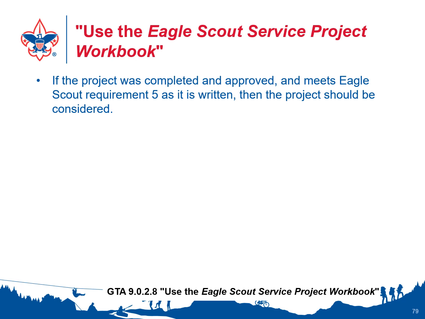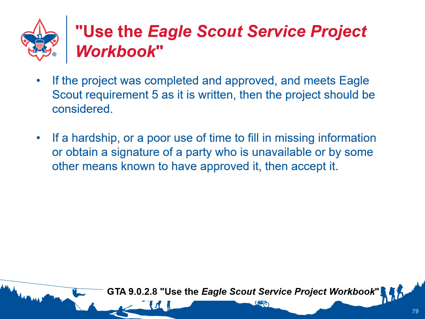Let's talk a little bit about the Eagle Project Workbook when you're reviewing it in the board review. Make note that if the project was completed and approved, and what he was approved for is what the scout did, then it meets Scout requirement 5 as written, and the project should be accepted. If it's a hardship or poor use of time to fill in missing information in the workbook, or obtain a signature of a party who's unavailable, out of town, on travel, or by some other means known to have approved it, that the person's already approved the project and we know he's approved it, then go ahead and accept it without signatures.